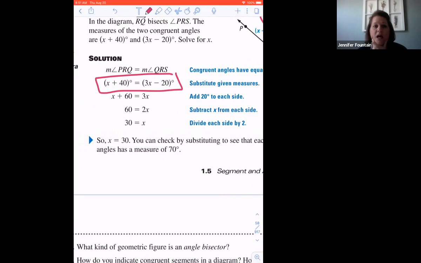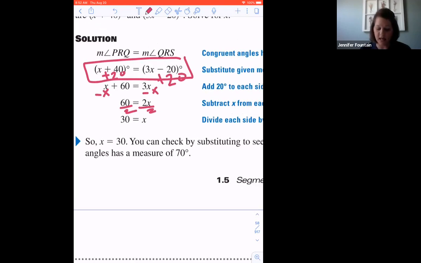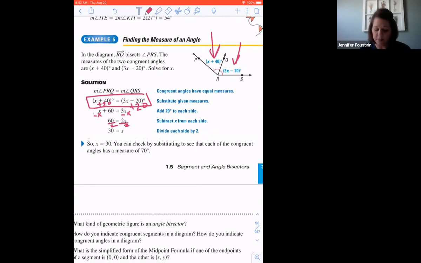The first thing is to add 20 to this side and add 20 to this side. So now we have x plus 60 is equal to 3x. Subtract x from this side, subtract x from that side. I have 60 equals 2x. Divide by 2, divide by 2. So x is equal to 30. It says x equals 30. You can check by substituting to see that each of the congruent angles has a measure of 70 degrees.